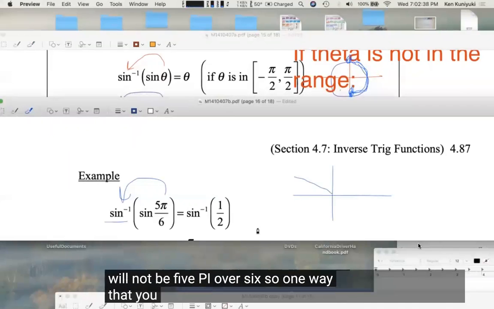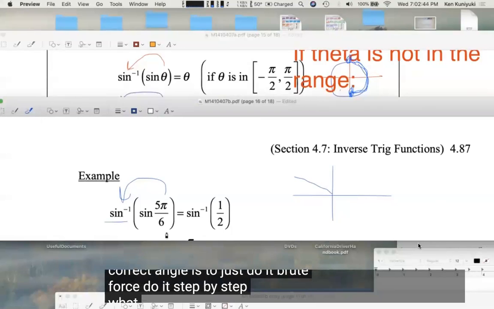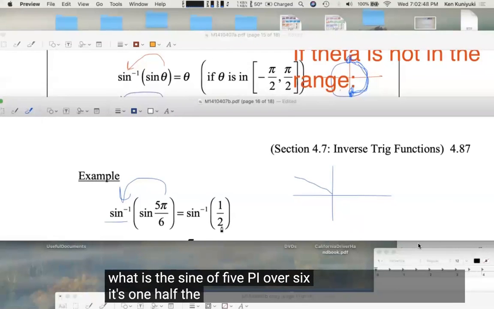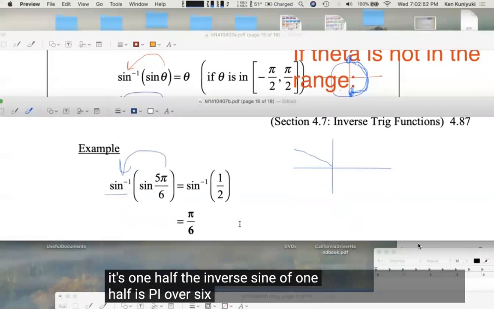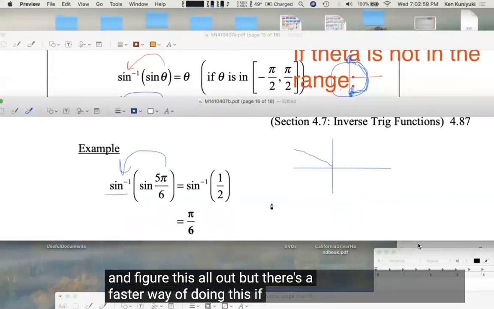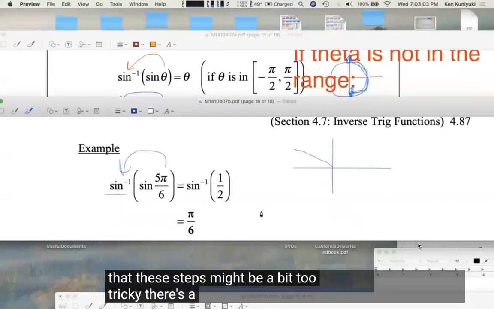So one way that you can work this out and get the correct angle is to just do it brute force. Do it step by step. What is the sine of 5 pi over 6? It's 1/2. The inverse sine of 1/2 is pi over 6. So you can go step by step and figure this all out. But there's a faster way of doing this. If you think that these steps might be a bit too tricky, there's a fast way of doing this.